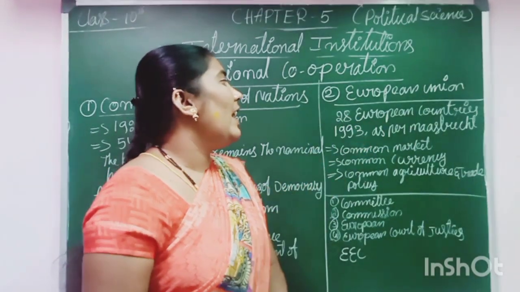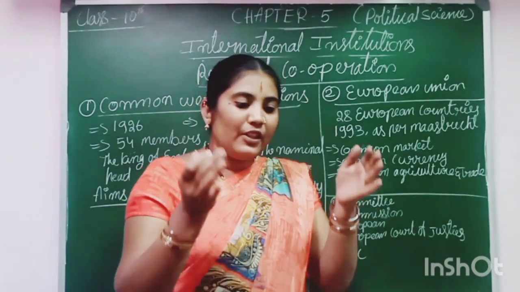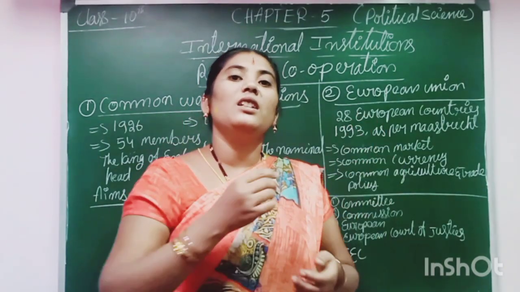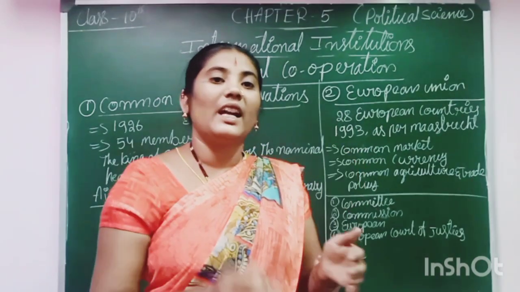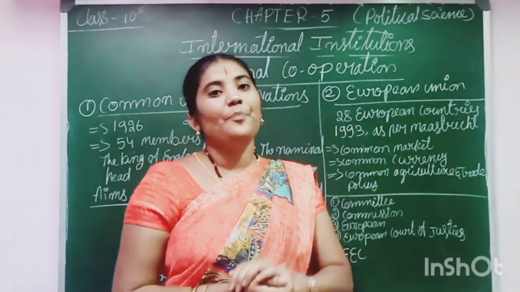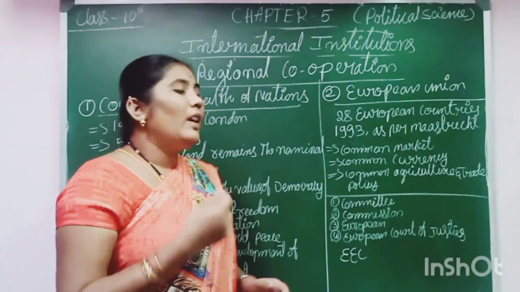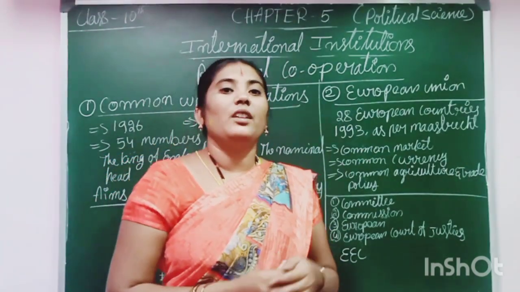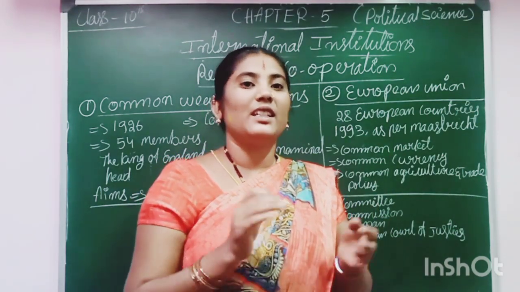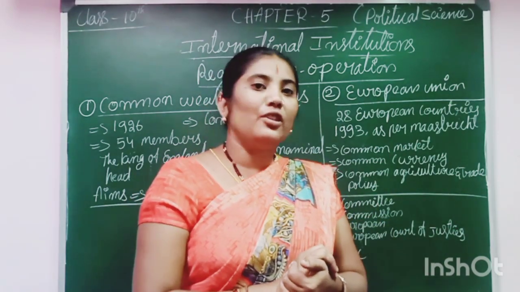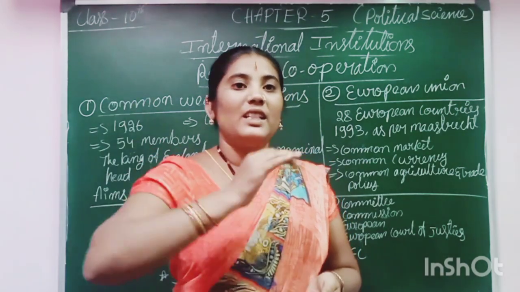Understand? As per the Maastricht Treaty, all these 28 European countries signed the Maastricht Treaty. Afterwards it formed this European Union. What is the structure of the European Union? It seems like a federal government. Understand? You know what a federal government is? Two governments are there, the central government and the state government.